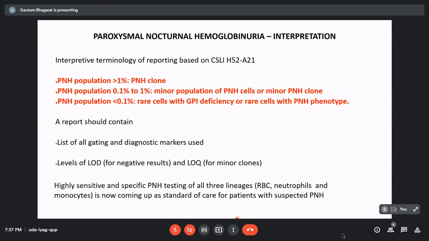How do we interpret the result? A PNH population of more than 1% is a PNH clone or a major clone. A PNH population of 0.1 to 1% is a minor population or a minor PNH clone, and less than 0.1% is rare and reported as such.